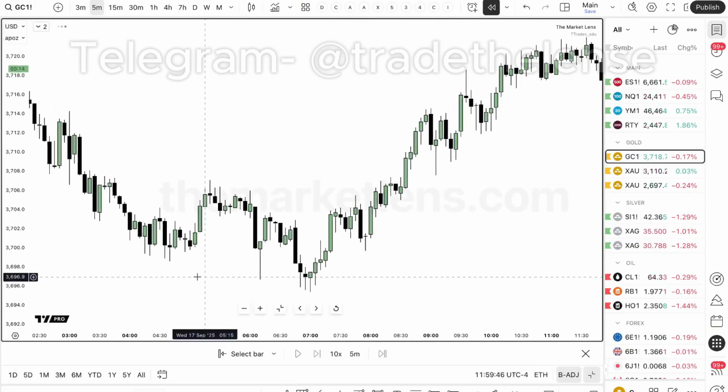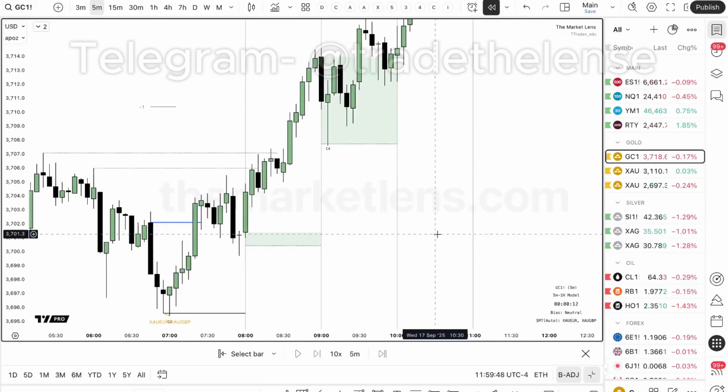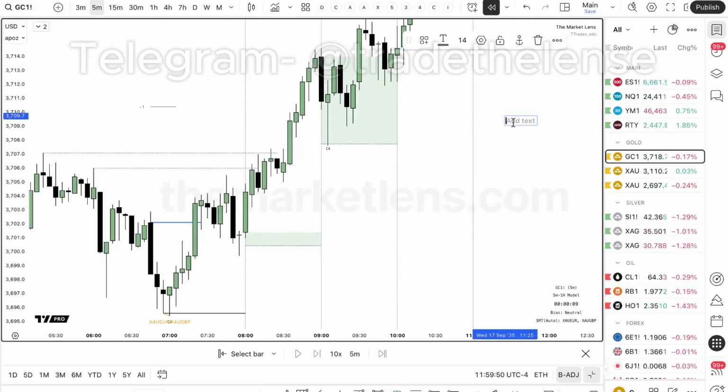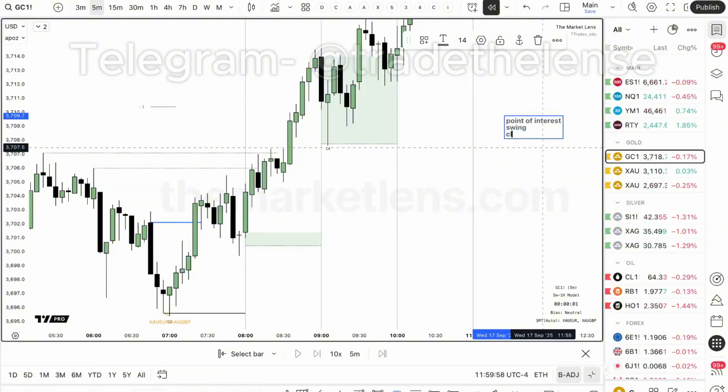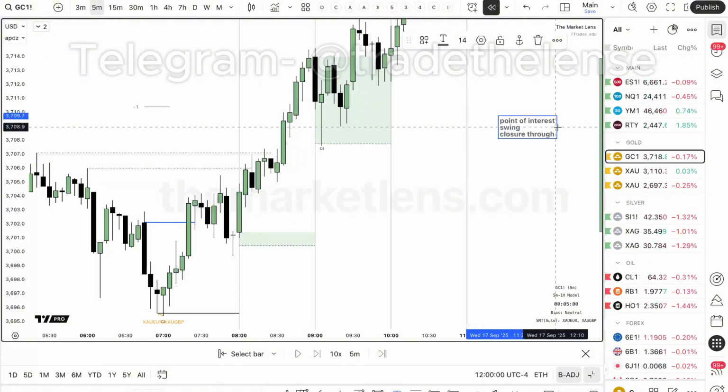All I'm saying is this, right? It's 3 steps. You need a point of interest, or it's 2 steps really. Point of interest, but we can make it 3. Swing, closure through. You need to have all 3 of these.